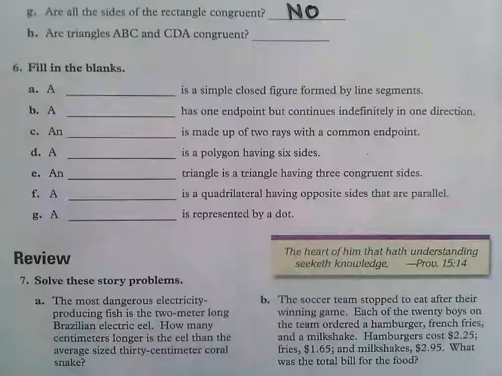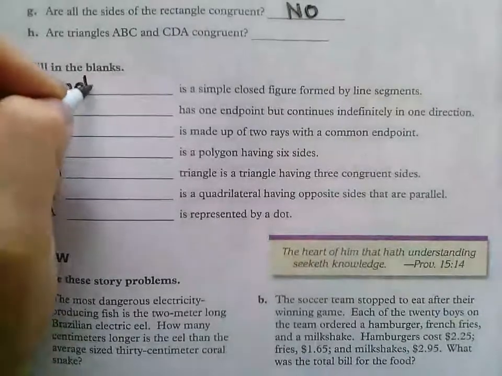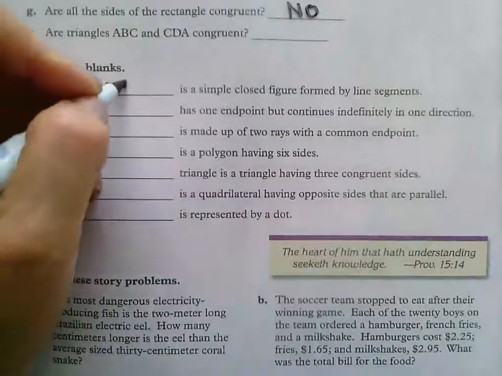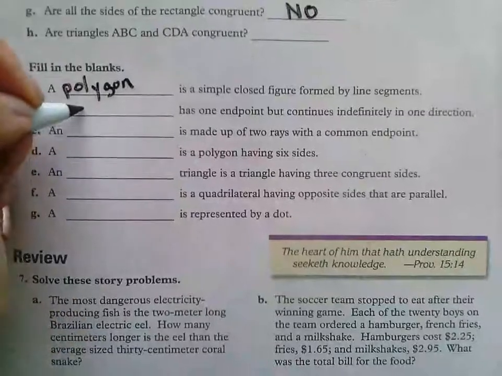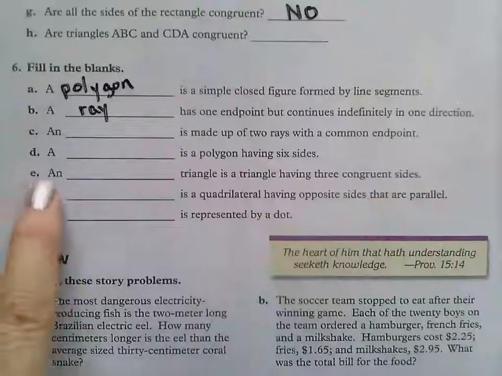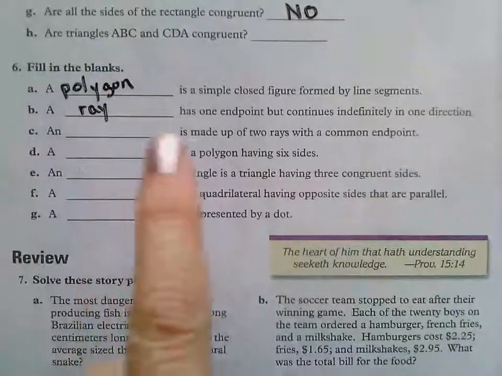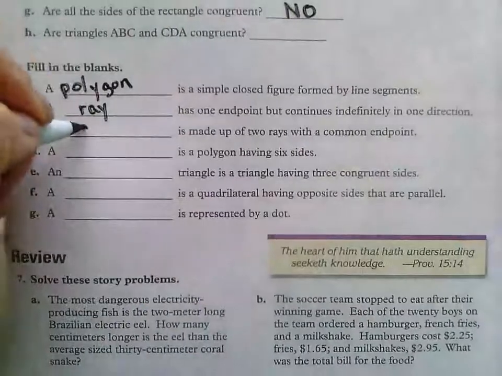Okay, welcome back. Let's go over the answers. A blank is a simple closed figure formed by line segments. The answer is polygon. B, a blank has one end point but continues indefinitely in one direction. You should have known that that is a ray. C, an blank, by the way, you see that an? That tells you the word's going to start with a vowel. Is made up of 2 rays with a common end point. Two rays with a common endpoint is an angle.